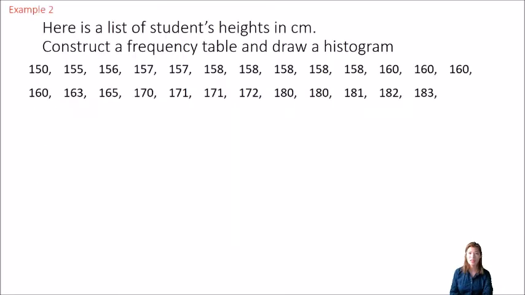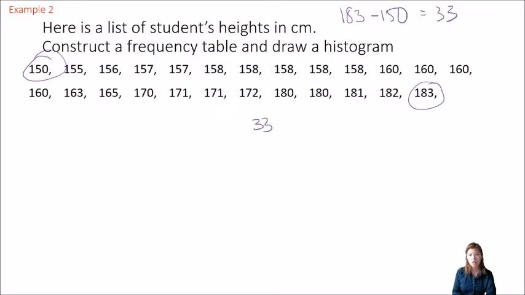Let's look at the first example. Here's a list of students' height in centimeters. Construct a frequency table and draw a histogram. So let's look at the biggest and the smallest number to find the range. 183 take away 150, we have 33. Now from 33, the range, let's divide this into 3 different options that we have for our class interval.